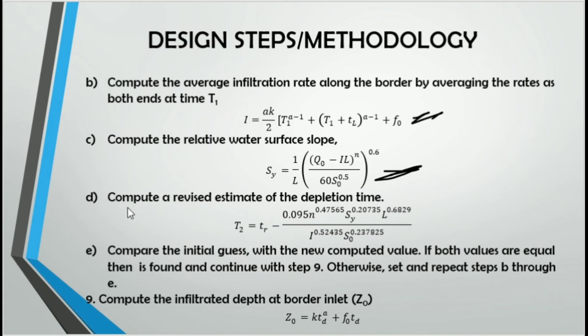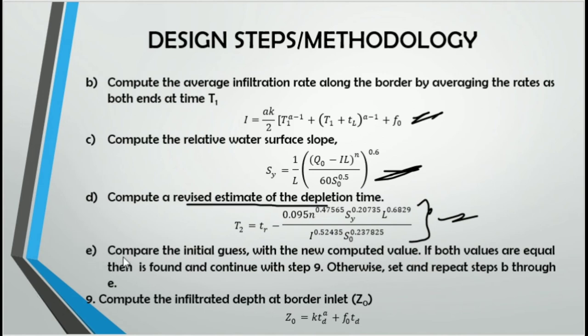And then compute a revised estimate of depletion time. We can call it the T2. This is the revised estimate of the depletion time, TR minus, using all these numbers over here. So you can use this equation to get the revised estimate of your depletion time.